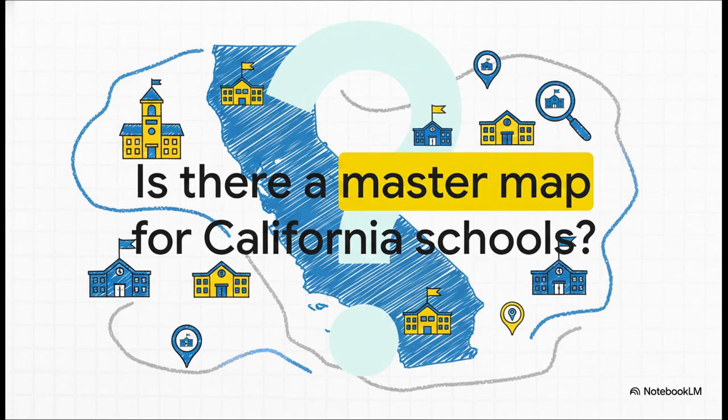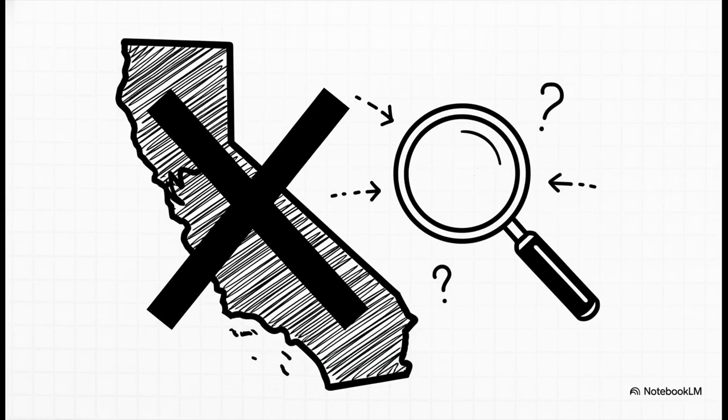Okay, let's dive into this, because the very first thing almost everyone assumes when they start their local school search is that there has to be a centralized official database somewhere, right? It's the big foundational question. Is there a master map for California schools? Well, the answer is a definitive no.